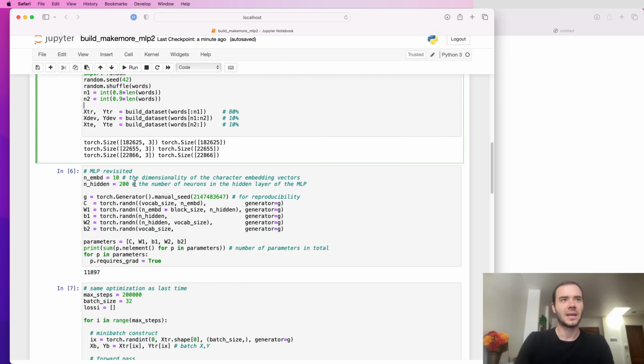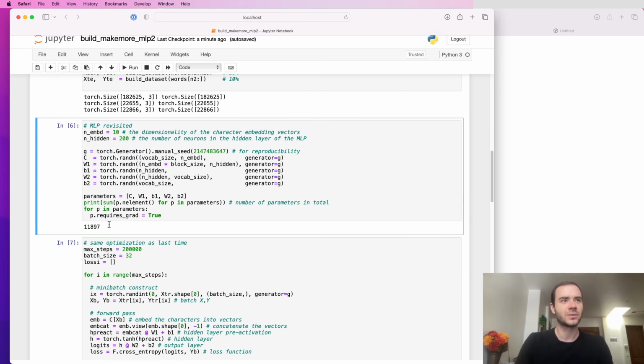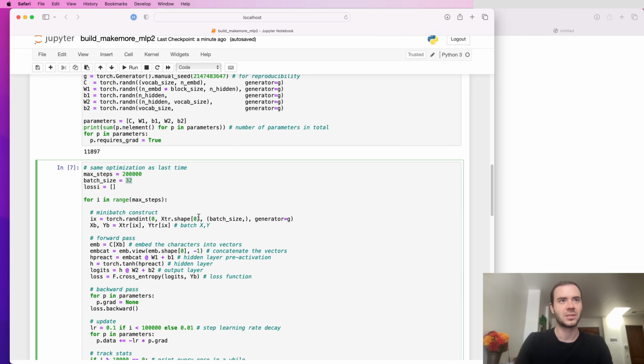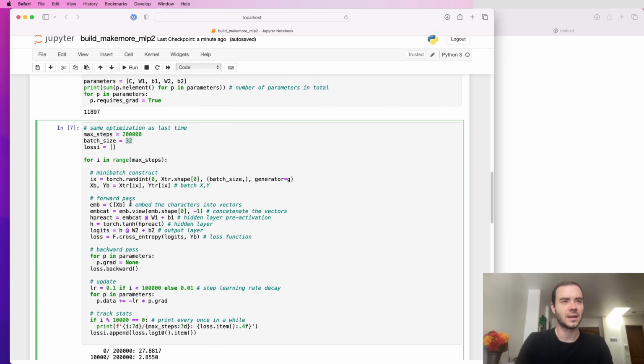Now the MLP is the identical same MLP, except you see that I removed a bunch of magic numbers that we had here. Instead we have the dimensionality of the embedding space of the characters and the number of hidden units in the hidden layer. I've pulled them outside here so that we don't have to go in and change all these magic numbers all the time. We have the same neural net with 11,000 parameters that we optimize now over 200,000 steps with a batch size of 32. You'll see that I refactored the code here a little bit, but there are no functional changes. I just created a few extra variables, a few more comments, and I removed all the magic numbers, and otherwise it's the exact same thing.